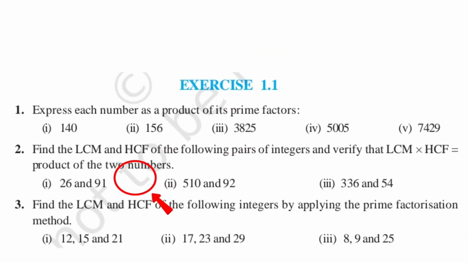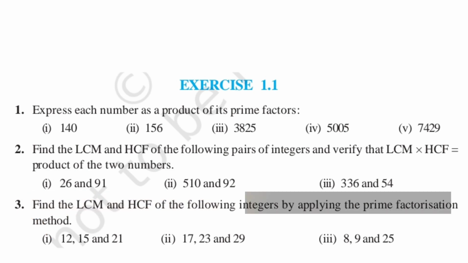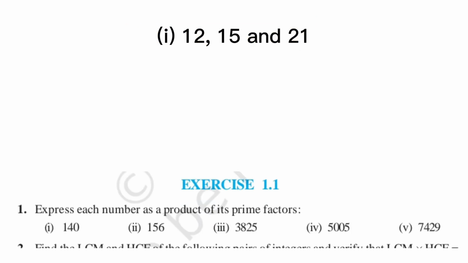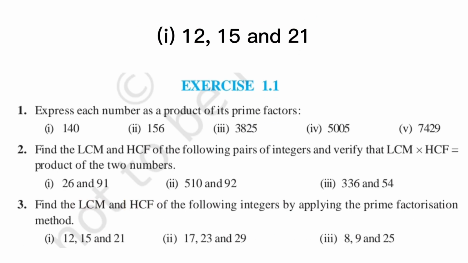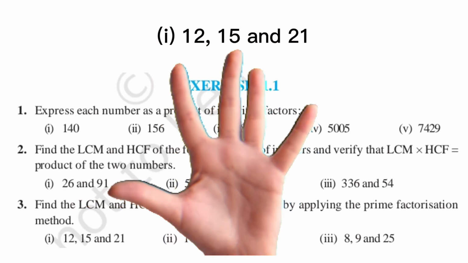Now we are going to solve number 3 from exercise 1.1. Here we are saying, find the LCM and HCF of the following integers by applying the prime factorization method. In Roman number 1, we are given 12, 15 and 21. From these numbers, we are asked to find the LCM and HCF. Wait, don't worry about LCM and HCF. First factorize all these numbers.